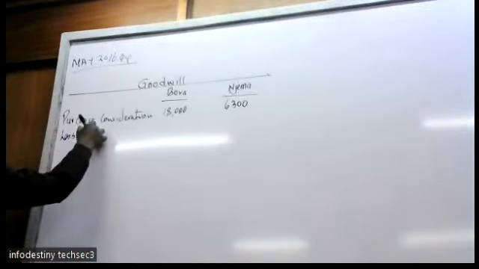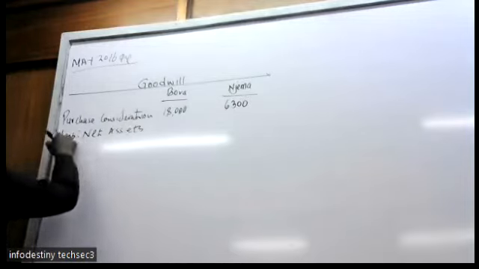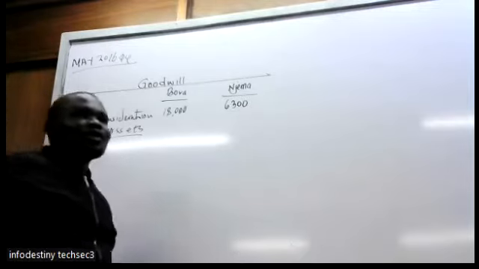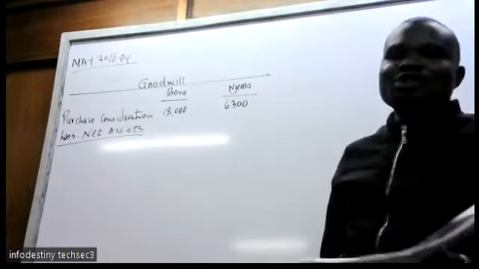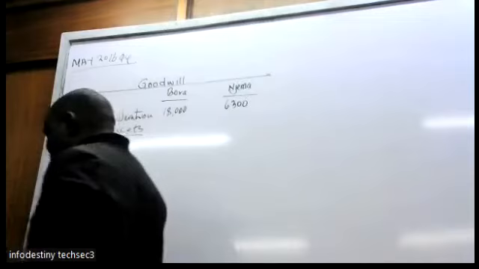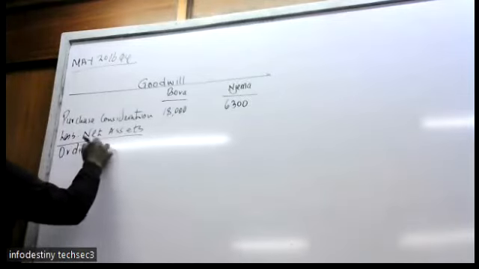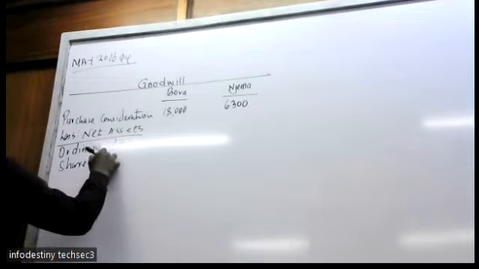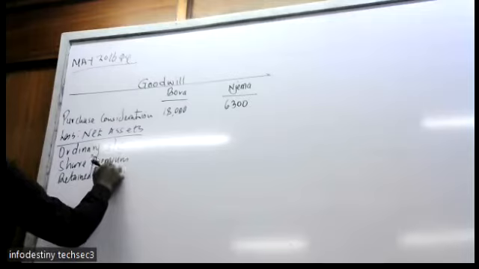Less than what? Net assets. And then let's check the breakdown. Net assets, you take ordinary share capital, share premium, retained earnings.